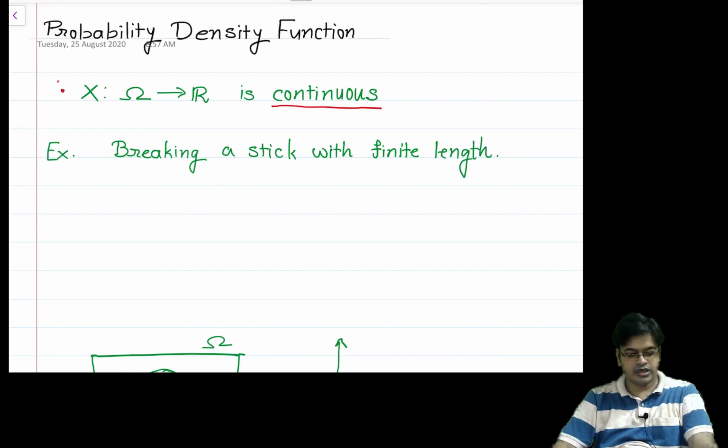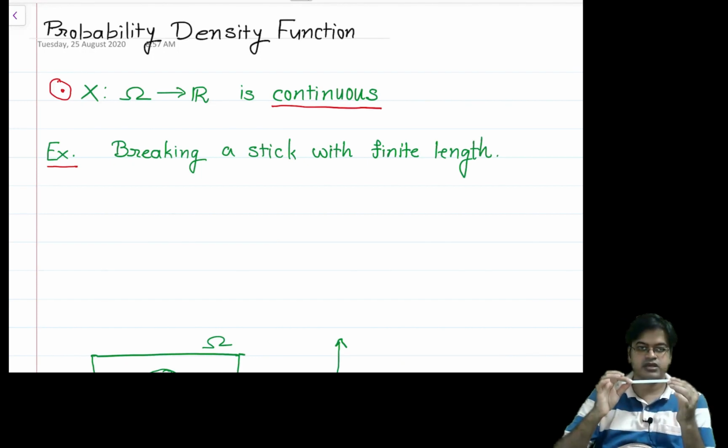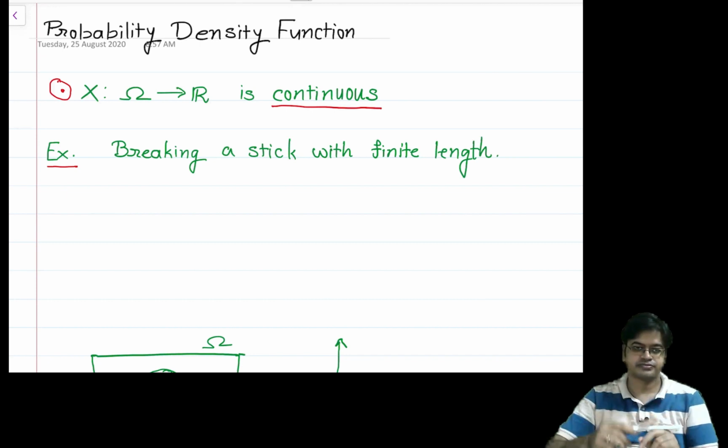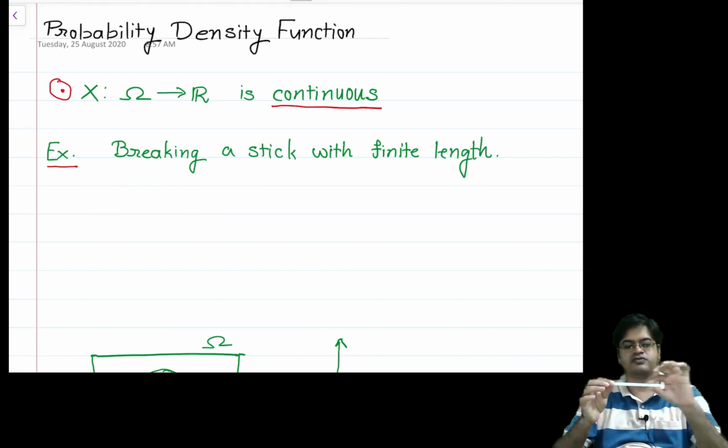What do I mean by continuous random variables is the first thing that we need to understand. Let us begin with an example, which is breaking a stick of a finite length. Given a stick of this form, if I want to break it, I can break it anywhere, and in this case I cannot associate discrete values to this stick. Therefore I need to associate probabilities on the entire length of the stick.